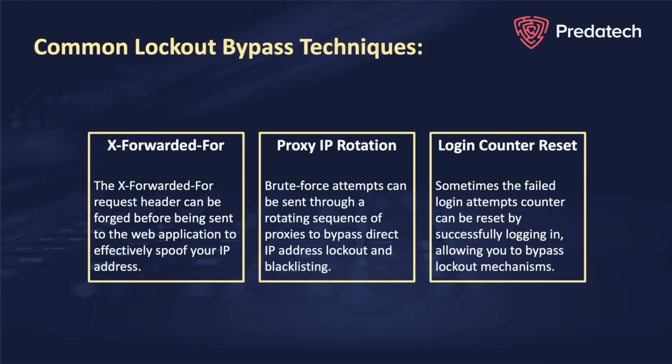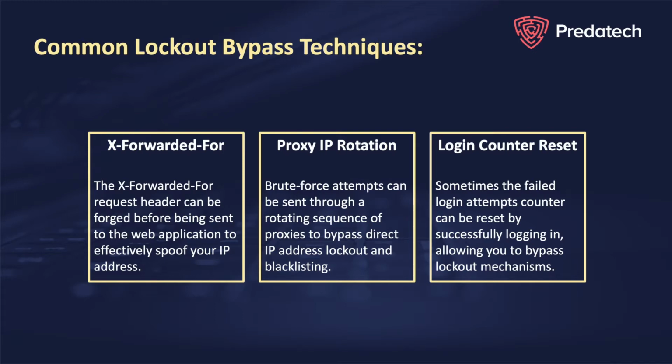So let's look at some of the common lockout bypass techniques. Some of these we'll be looking at today, like the X-Forwarded-For header and the login counter reset. The X-Forwarded-For header comes from the situation where you send a request to a web application through a proxy. The web application will receive the request from the IP address of the proxy. However, it doesn't know what the original IP address of the client was. So the X-Forwarded-For header basically tells the web application what the original IP address was.